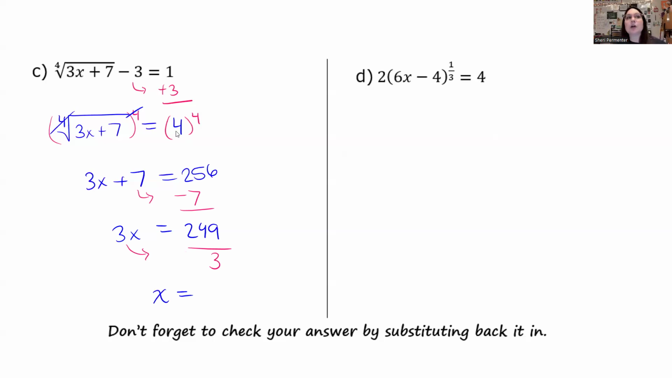Because we had 4 to the 4th power, do you have your green chart out? Now look on the x to the 4th column, and you want to find 4. Go down to 4. And that's how we got 256. So 249 divided by 3 is what? $83.